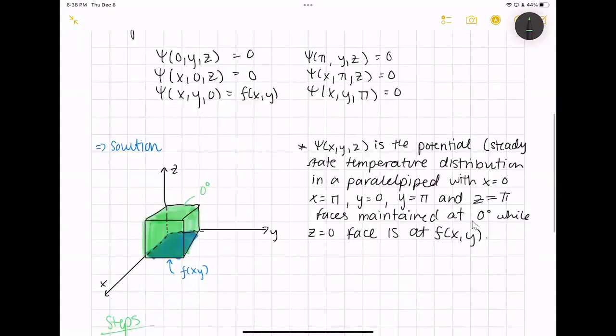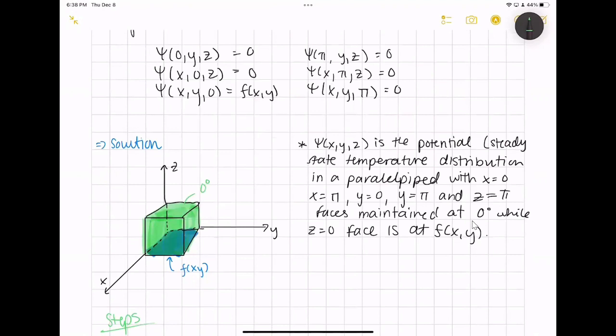So here, for the solution, if we want to interpret it physically, it's that phi of x, y, and z is the potential or the steady state temperature distribution in a parallelepiped with x equals 0, x equals pi, y equals 0, y equals pi, and z equals pi faces maintained at 0. So we can see all the green faces of this cube are maintained at 0, while the z equals 0 face is maintained at f of x, y. So that's some arbitrary function. It could be defined as anything. We just left it as arbitrary for this problem. But yeah, that would be the physical interpretation.